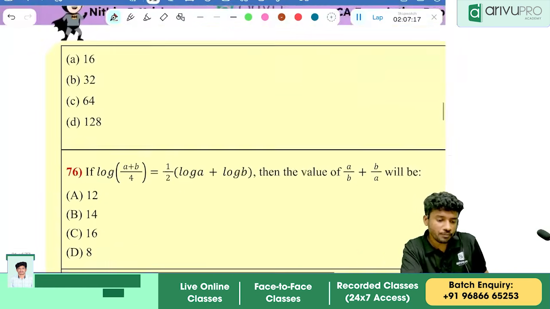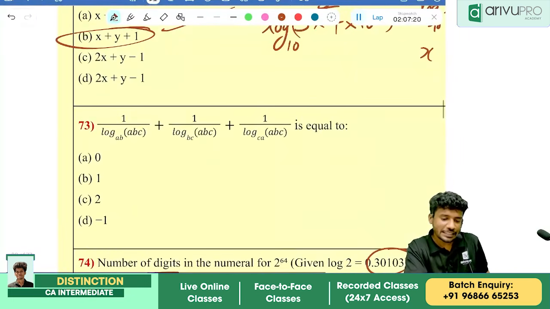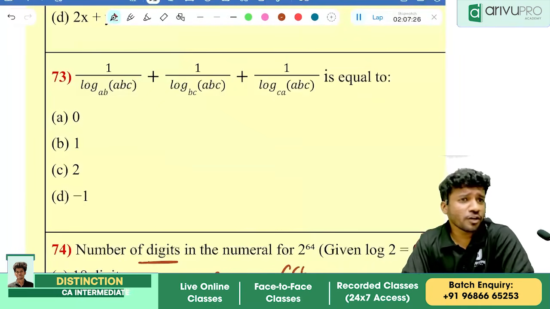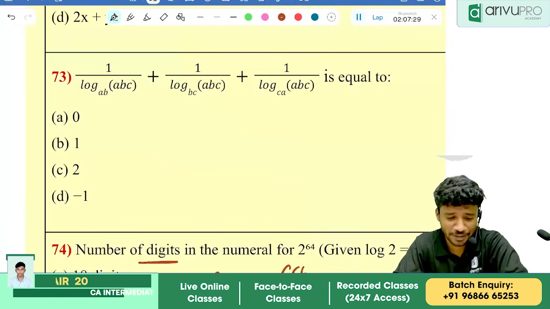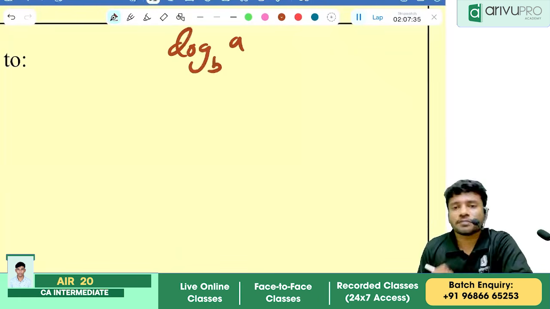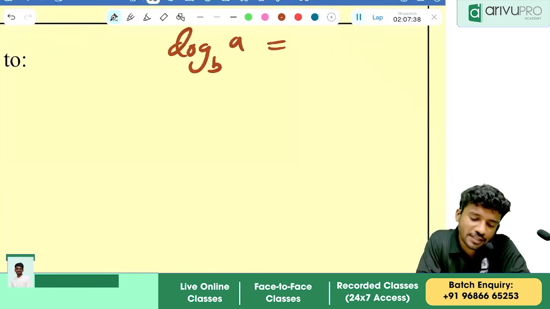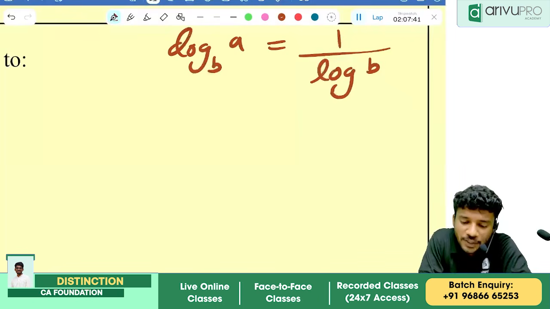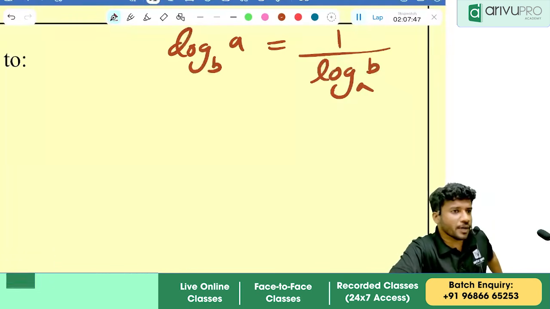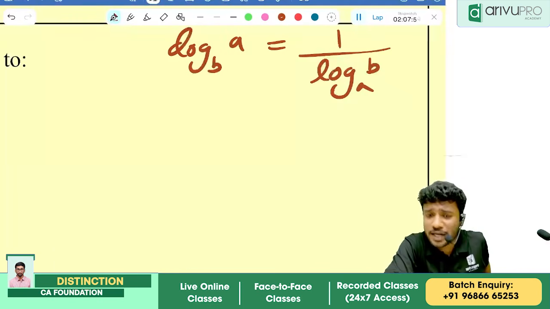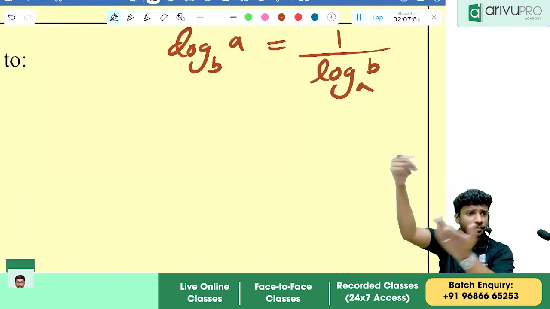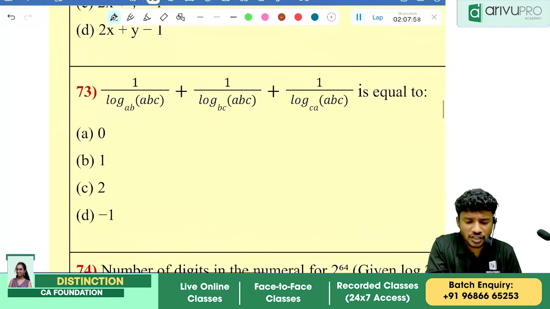One more question, people. We have a few more, but another property I'll teach you: the inverse property. Don't say one and all right away. Logarithm is completely different, not like indices. Log of a to the base b can always be written as 1 divided by log of b to the base a. I just took the inverse. The base becomes the number and the number becomes the base.